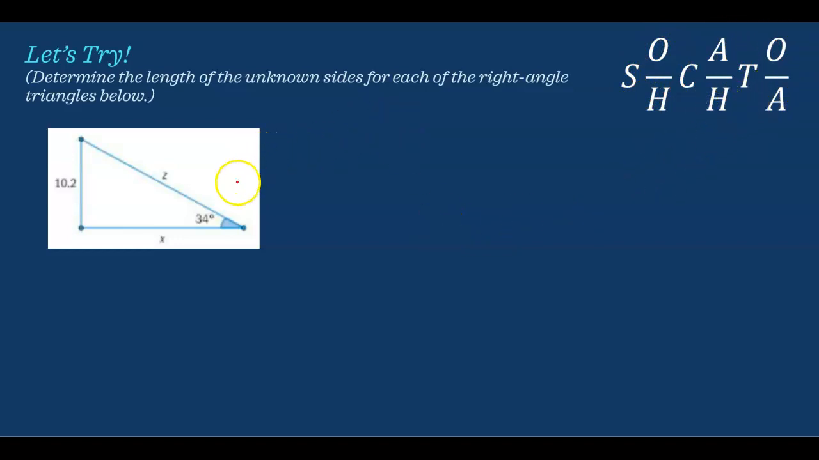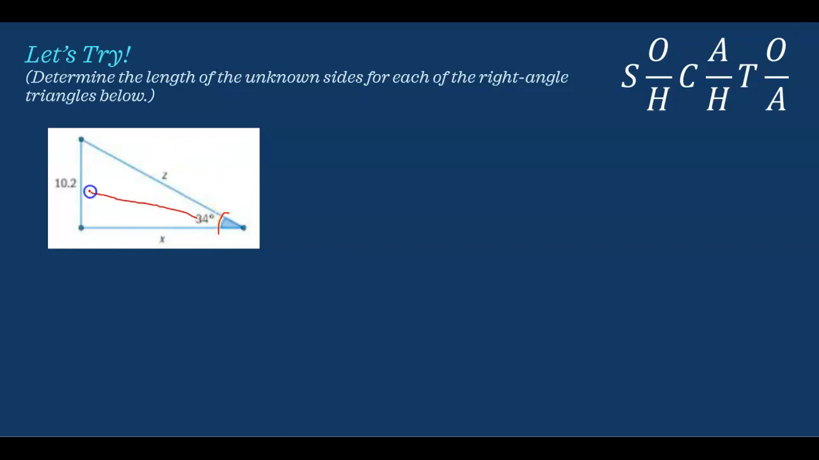Now we're asked to find the length of the unknown sides of this right angle triangle. We can't use the Pythagorean theorem because we only know one side. I don't know x and I don't know z. But I can use trig ratios. You can use trig ratios when you know one of the angles and one of the sides of a right angle triangle. So this is my reference point. So there's different things we can do. We solve it separately. So first we'll solve for x.